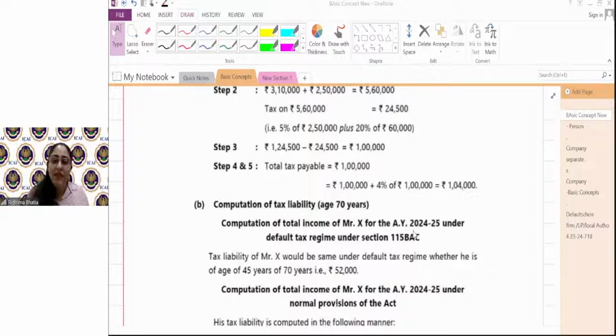Now, with this, we still have some topics left like marginal relief on surcharge. If the time allows, after residential concept, we will definitely do. And one is on undisclosed income. But today, I really want to start your residential status chapter. It's a very important chapter, very new chapter.